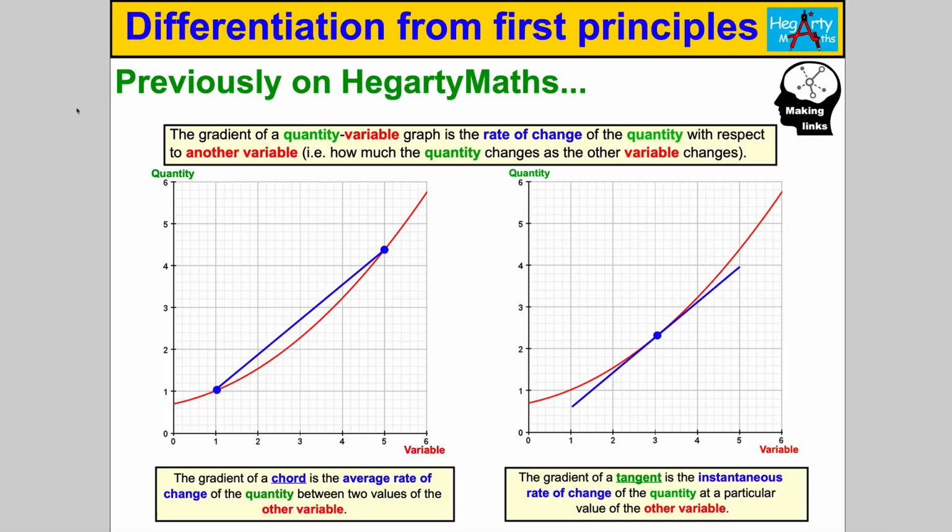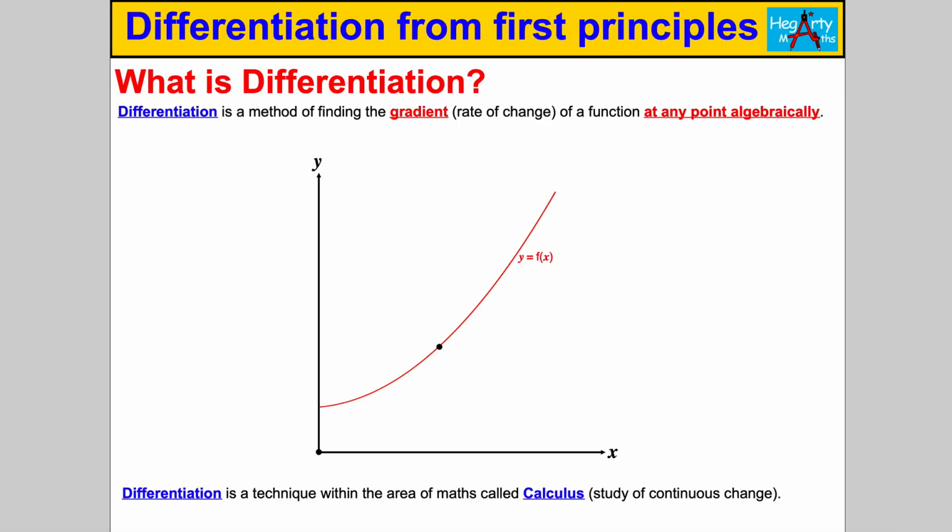So the difference with differentiation is it's going to be an algebraic technique. We won't have to see the function or the graph of the function. We can use some algebraic manipulation to find a way of getting the gradient at any point we want to, and we won't have to draw the gradient line each time. So that's going to be pretty efficient for us and pretty cool.